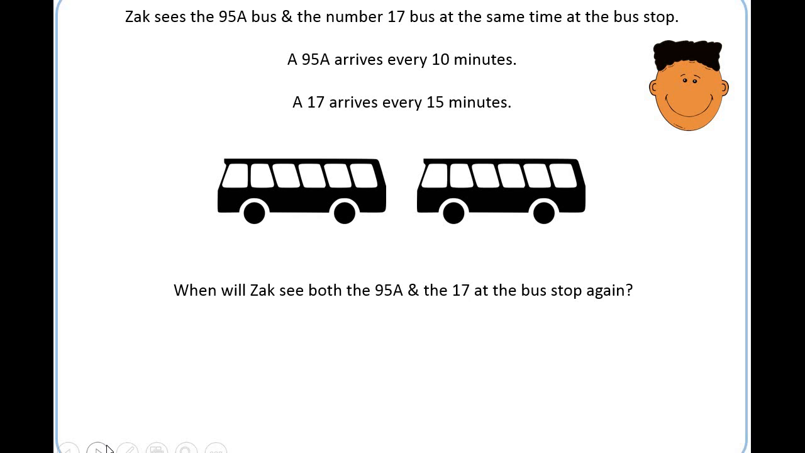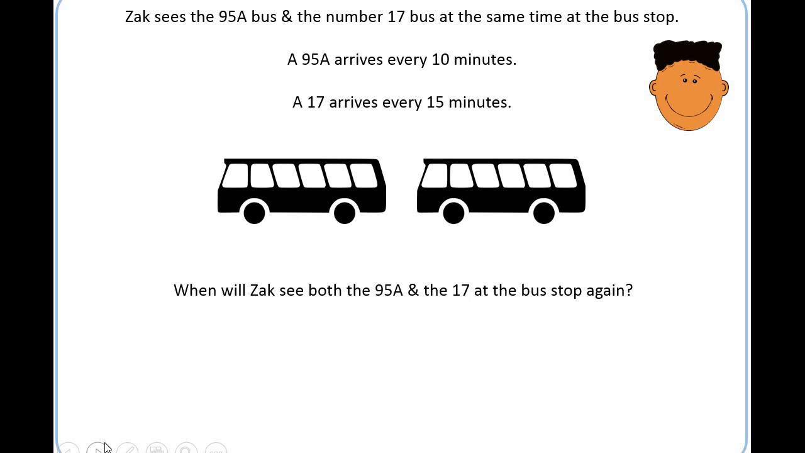Zach sees the 95A bus and the number 17 bus at the same time at the bus stop. A 95A arrives every 10 minutes, a 17 arrives every 15 minutes. When will Zach see both the 95A and the 17 at the bus stop again?